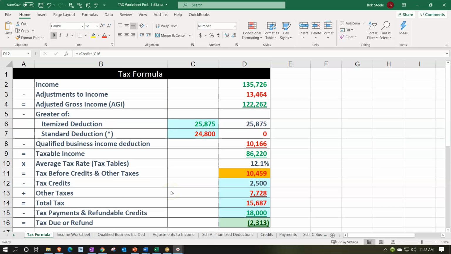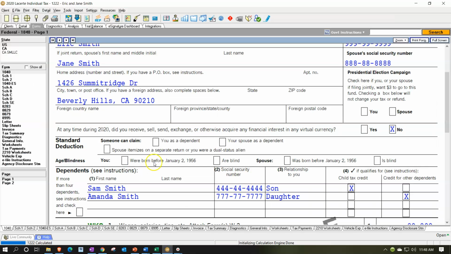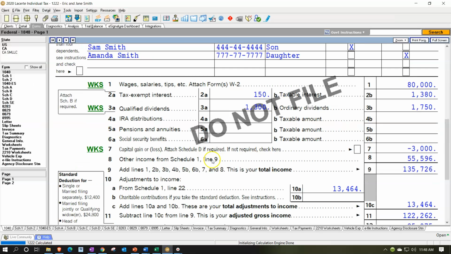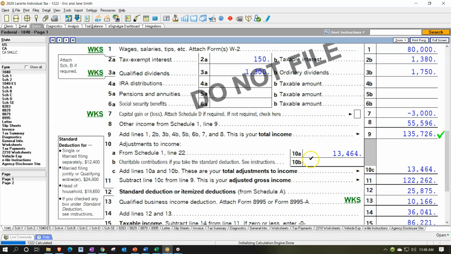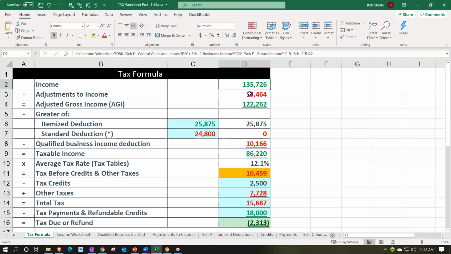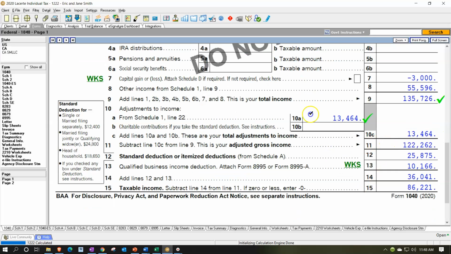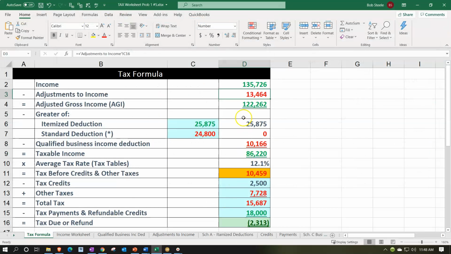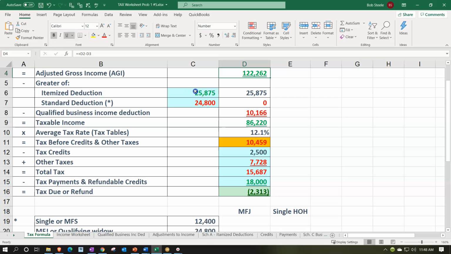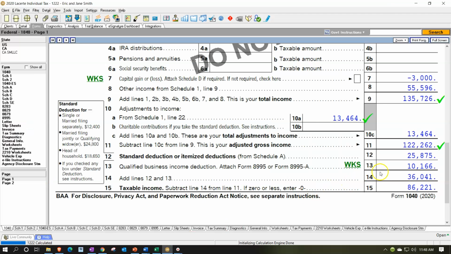So if we mirror out our tax formula, then we're going to go back on over. Let's take it from the top here. We've got the total income, the 135,726. That ties out, 135,726. Above the line deductions, 13,464. So we got the 13,464. We've got the AGI then, adjusted gross income, 122,262. So there's the 122,262. We're taking the itemized deductions at this point because they're greater, at the 25,875. So we got the 25,875 there.